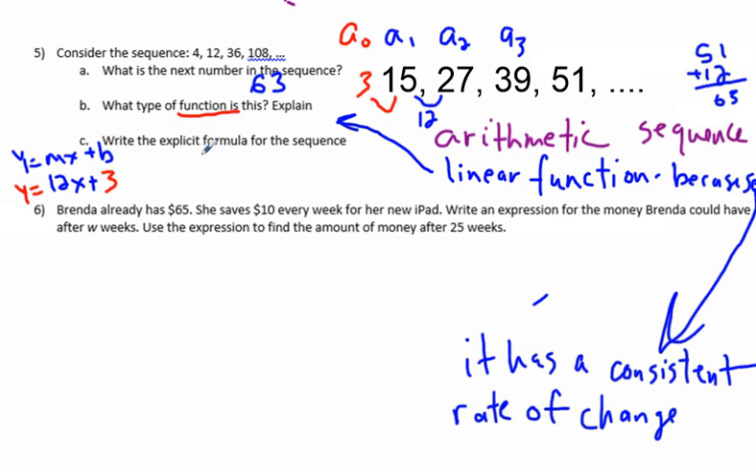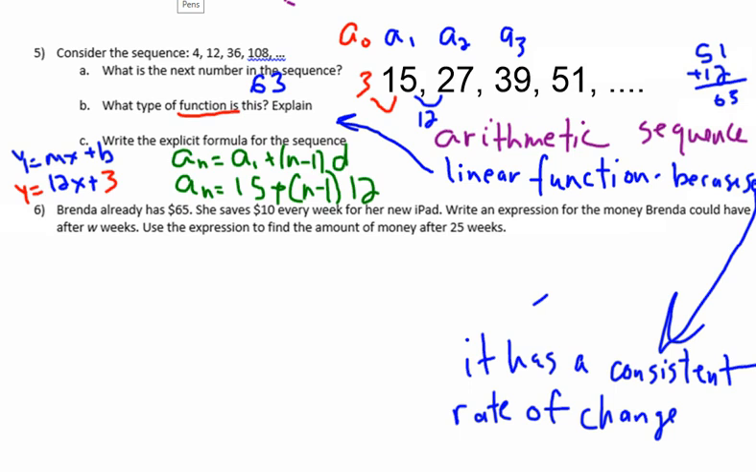Now the other way of writing explicit formula for this sequence is by using the formula for arithmetic sequences. That's a sub n is equal to a sub 1 plus n minus 1 times d, where the common difference is d. So in this case, it's a sub n equals the first term, which is 15, plus n minus 1. Close parentheses, and the common difference is 12 times 12.